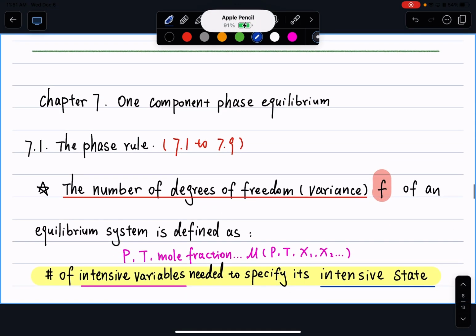The rest of the review of chapter 7 is pretty straightforward. We only talk about three things in chapter 7. First, the degree of freedom, so the general phase rule. And then the one component phase diagram: know how to read it, and how to get qualitative and quantitative interpretation of the one component phase diagram.